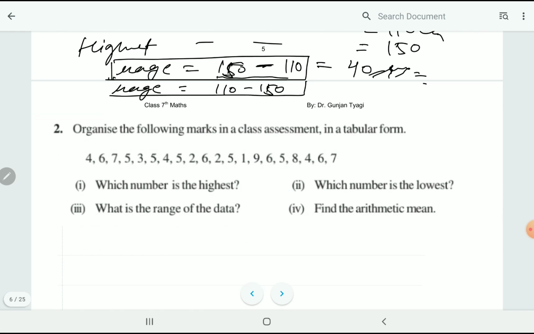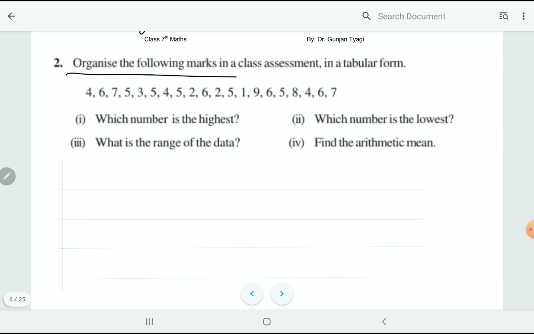Let's do the next question. Question number 2: organize the following marks in a class assessment in tabular form. First of all, you will have to write them in tabular form, and then you will answer all the questions. So first, let's make the table.